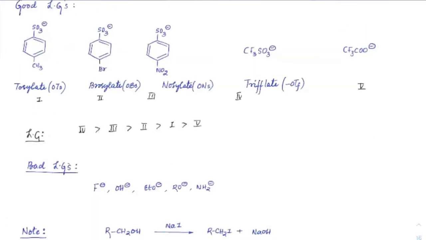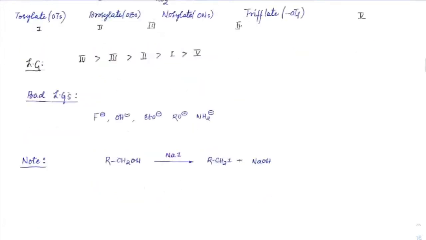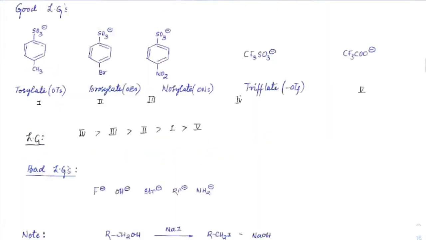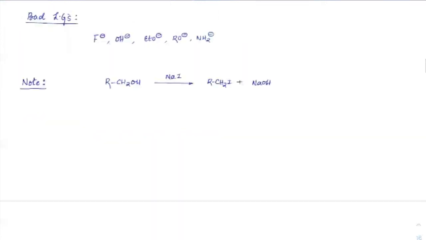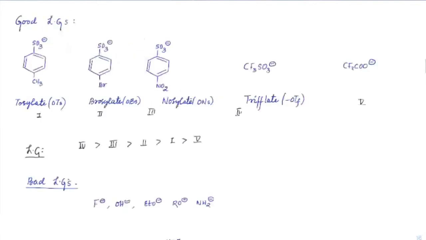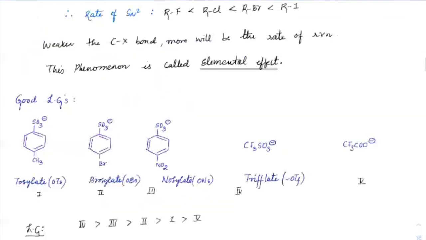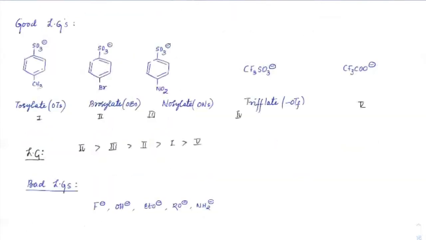Yesterday we also discussed the bad leaving groups: F minus, OH minus, EtO minus, RO minus, NH2 minus. These are very bad leaving groups. They do not leave the carbon center easily. Now, since we are on this topic, we will understand one very important mechanism here. So focus now. First of all, note this point: what are the good leaving groups, and what is the order of that?